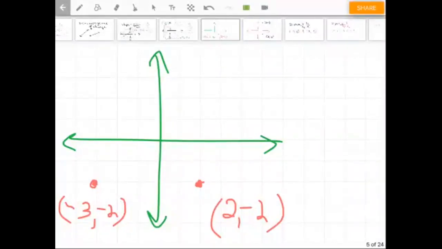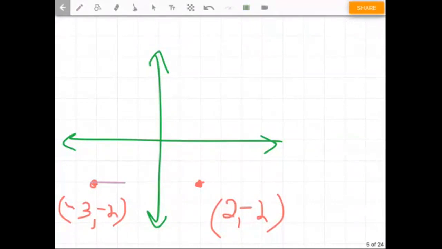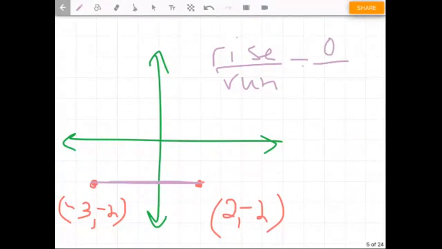In this example, notice these 2 points are straight across from each other, so it makes a horizontal line. Again, using rise over run, we start at the left-hand point and we rise. Well, we don't have to go up or down at all, so our rise is 0. And our run is 1, 2, 3, 4, 5. So 0 over 5 reduces to 0. Any line that is horizontal is always going to have a slope of 0.